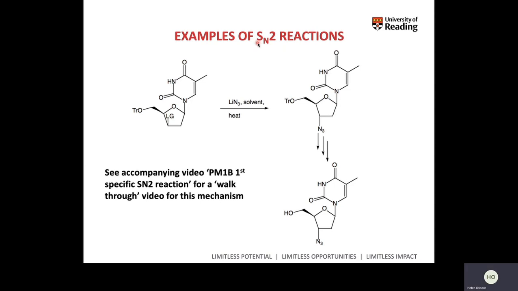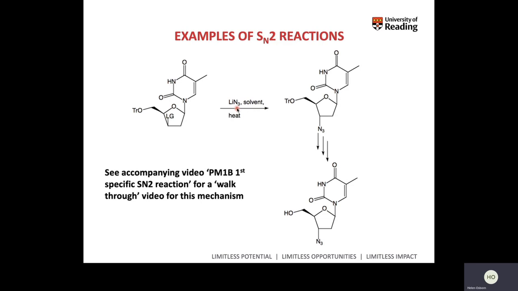So remember, that would mean substitution, nucleophilic, bimolecular. So if it's bimolecular, we're going to have two species which are involved in the rate determining step. We're going to have our molecule with the leaving group, and we're also going to have a nucleophile. So in this here, where we've got the reagents that are going to be involved in the reaction, we've got some heat to make the reaction occur, we've got a solvent to dissolve our molecules in, and we've got a lithium, and N3 is azide.